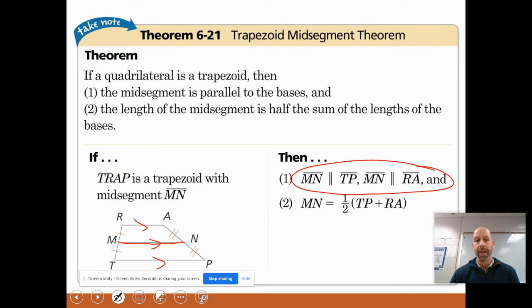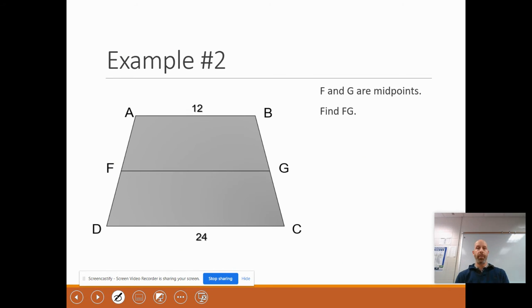Now here's the next thing. It turns out that the length of the mid-segment, that's MN, is the average of the other two. It's the average. In other words, you add them together and divide by 2. So that's what that equation is saying. So let's see that in an example.